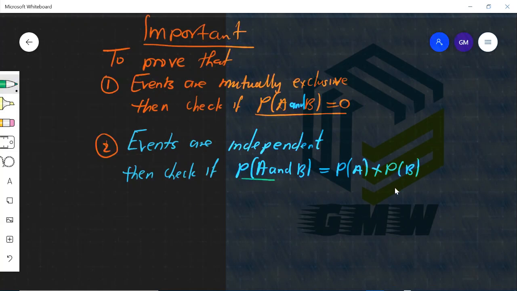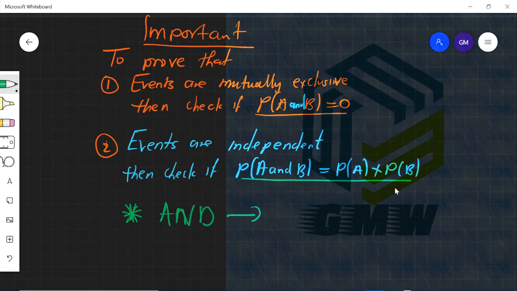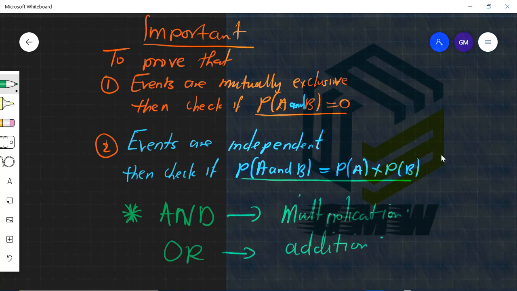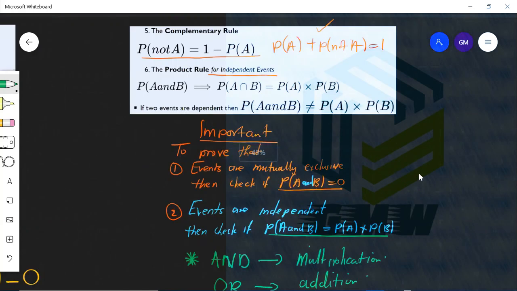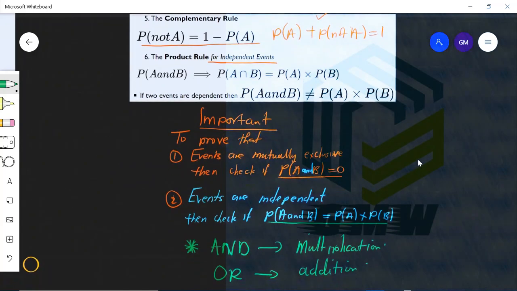Okay, we have this part done. Then another important one: as we do this probability, if you come across the word "and", it means multiplication, and "or" means addition. So in this session, we managed to define the terms, what is probability. Then we discussed the types of events and the rules of probability, right?